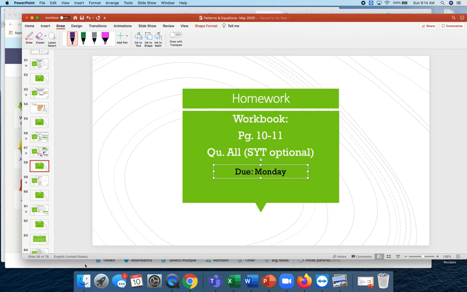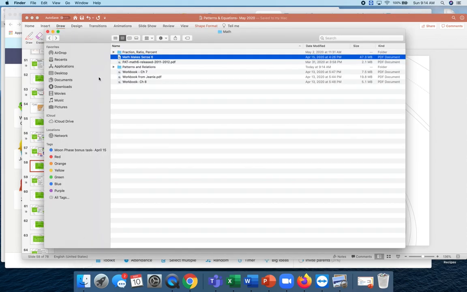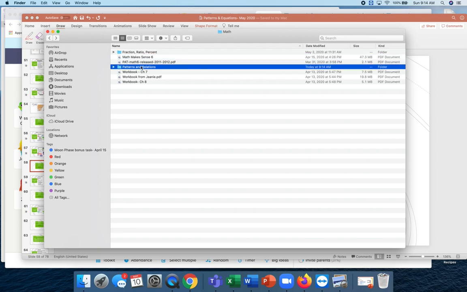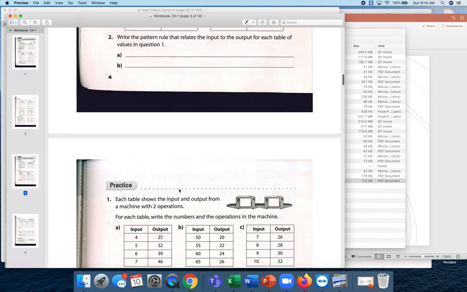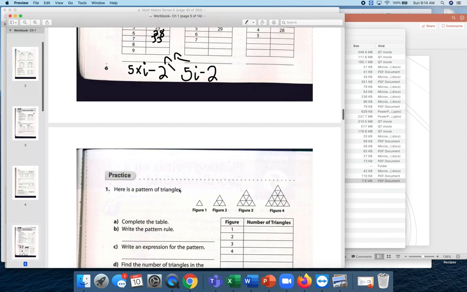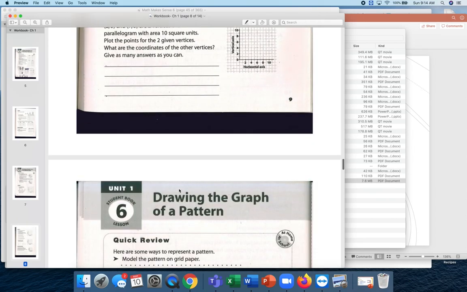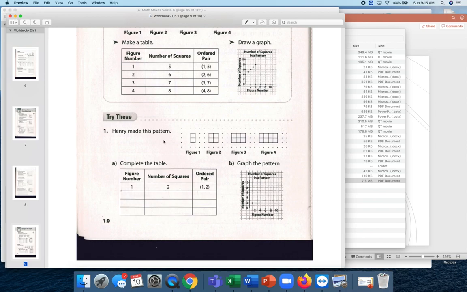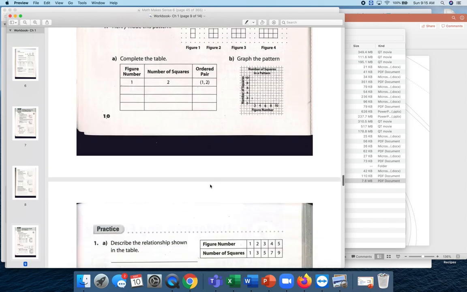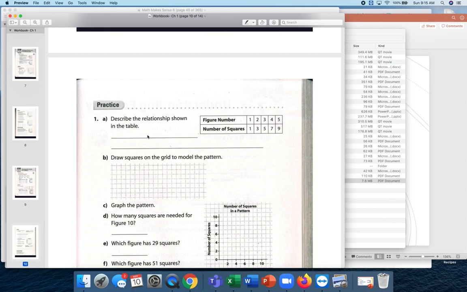Let me just see here. I probably should show this to you. Page 10 to 11. Okay, here we go. Henry's making this pattern. They've already started off for you. So figure number and then number of squares. You have to continue it, and then you have to graph it over here. That's really similar to what we did before. Then describe the relationship shown on the graph.